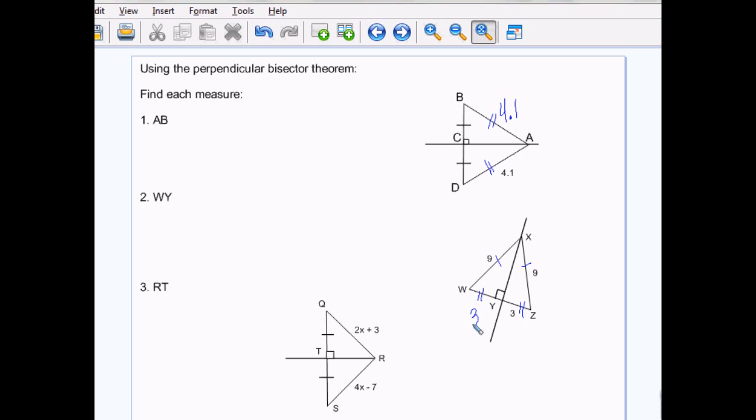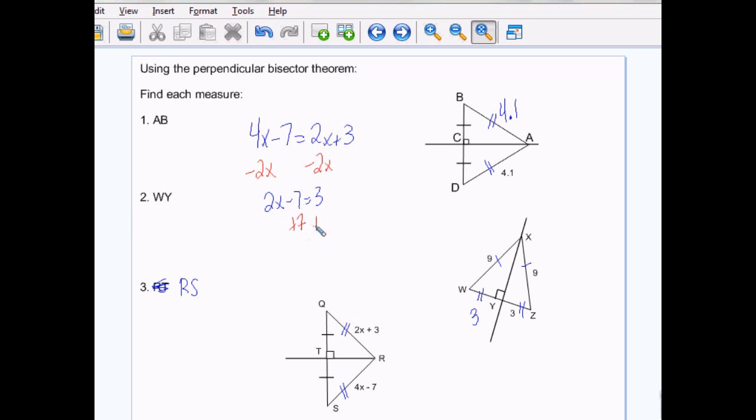These two are the same length, QT and TS, which tells me that these two are the same length. And this one you actually have to do some work on to find x first, and then I should have fixed my typo. RS, not RT. So first I need to find x. I'm going to set these two things equal to each other. Okay. Subtract 2x from both sides. And you get 2x minus 7 is equal to 3. Add 7.